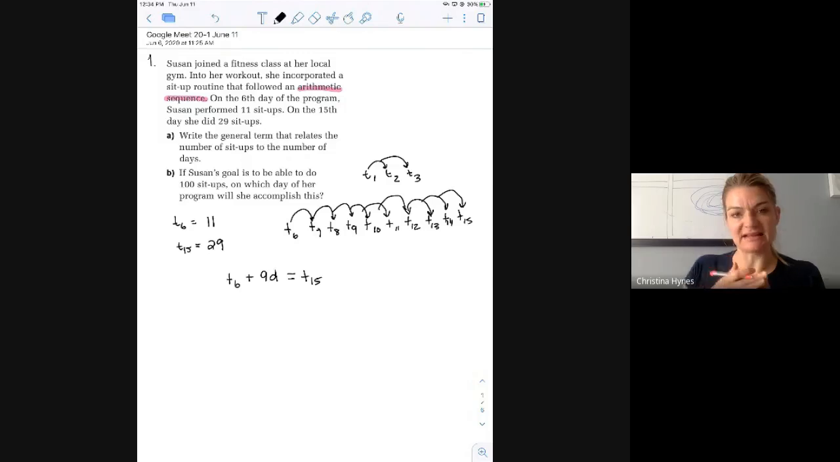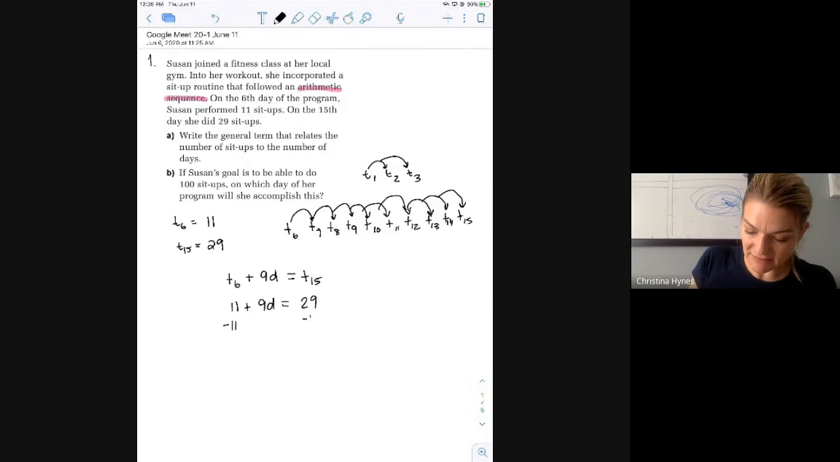So now that I know that I need 9 common differences to take you from one term to the next, we're going to replace term 6 with 11. And term 15, we know that there's 29 sit-ups being done on that day. And then by solving for D, I solve for my common difference. So I'm going to subtract 11. This becomes a regular kind of equation that I'm just solving for. In my calculator, 29 minus 11, I get 18. And then I'm going to divide that by 9, and I get that the common difference is 2.